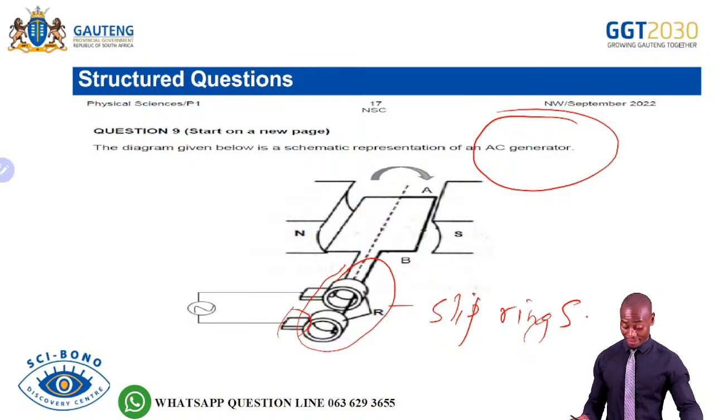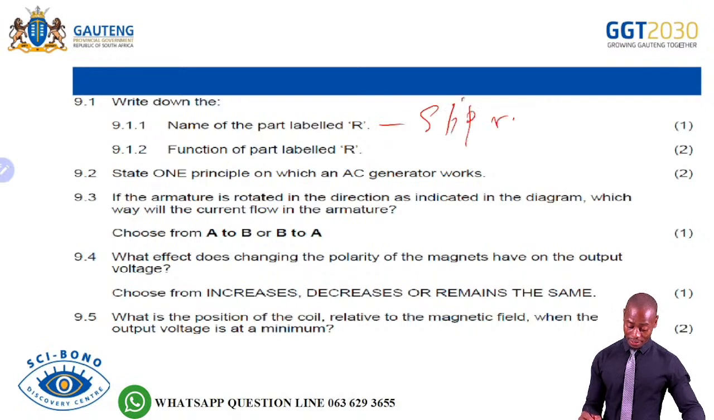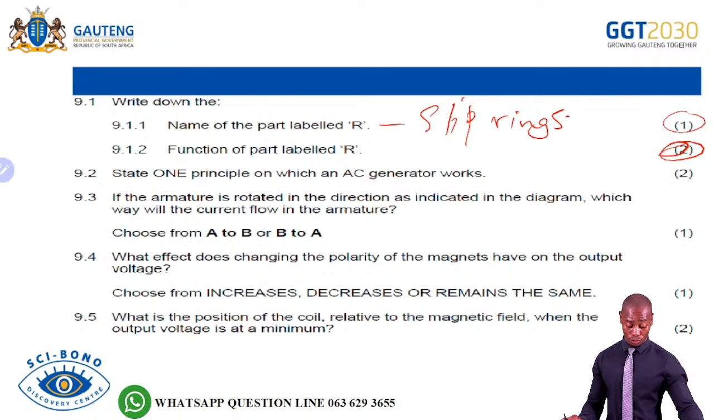So let's check what they are looking for in this question. All right. Write down the name of the part labeled R. So already we have talked about that. Slip rings. Okay. Function of part labeled R. What is the function of a slip ring? It is to ensure that the current in the external circuit changes direction after each half turn. Then you get your 2 marks. You get that 1 mark, it's simple. You get the second mark there, or those 2 marks, which is your 9.1.2.